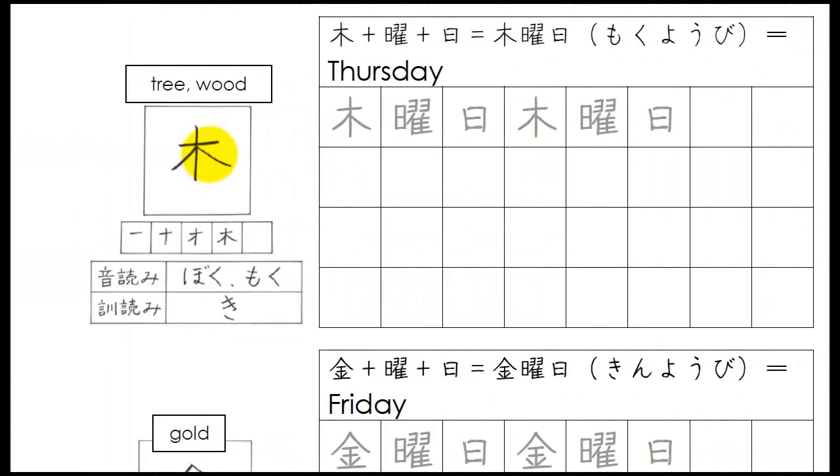When you add this character for tree, here it is up here, it's pronounced moku when you use it in a day of the week. You get moku plus yo plus bi, which gives you moku yo bi. Moku yo bi, and that's the Japanese word for Thursday.